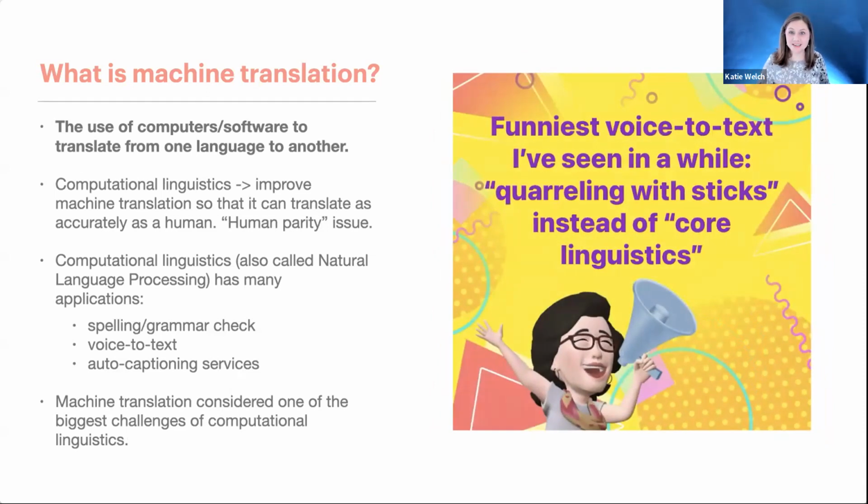My colleague Cindy Kilpatrick, who's presenting today and is on the Tech SeeSaw 5 board, put this one day, saying that she was doing voice to text and she was trying to say core linguistics, and every time it was saying quarreling with sticks. And so again, linguists are the ones making this technology, and we can't even make the technology understand the word linguistics. So it really is a challenge to do it. And then when you add in that component of translating to another language or multiple languages, it's even more complex.